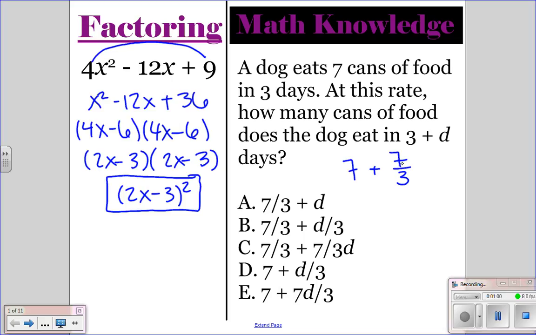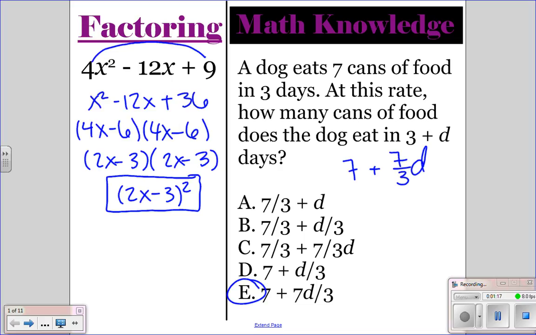Okay, so to figure out how much he needs for D days, this is for 1 day. So to figure it out for 2 days, you'd multiply it by 2 or times 3 or however many days. So you would just do 7 over 3 times the number of days. And so your answer would be E here.